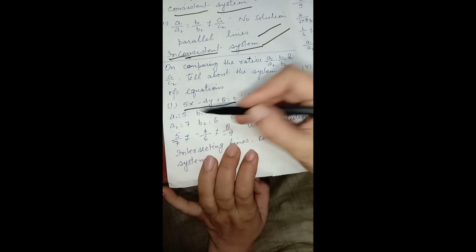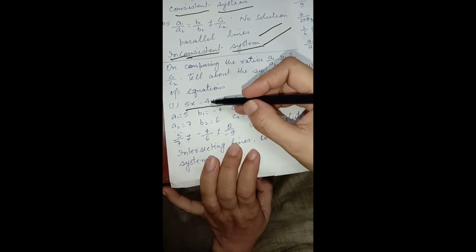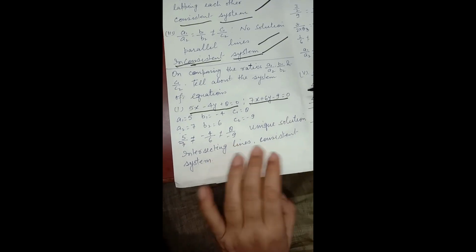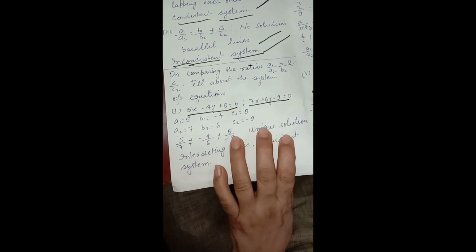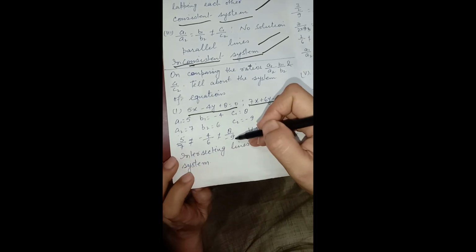Here A1 is 5, B1 is minus 4, C1 is 8. We will take the sign also. If there is plus sign, we will not consider it. If it is minus, we will write it. A2 is 7, B2 is 6 and C2 is minus 9. So we will compare the ratios: 5 upon 7, minus 4 upon 6 and 8 upon minus 9.